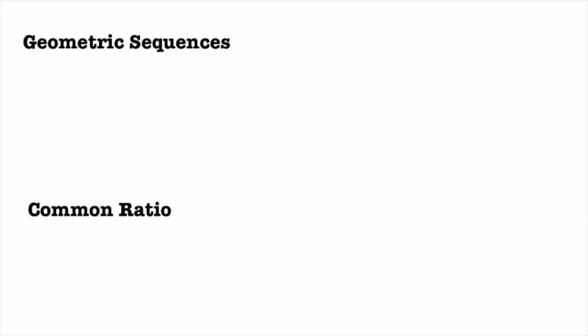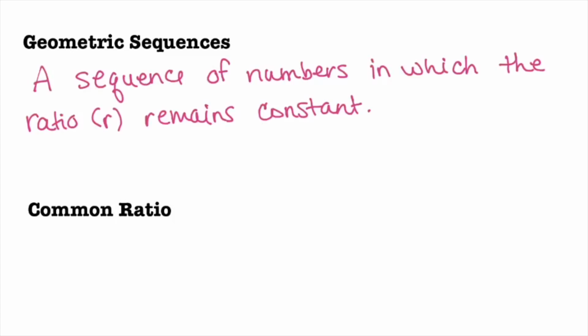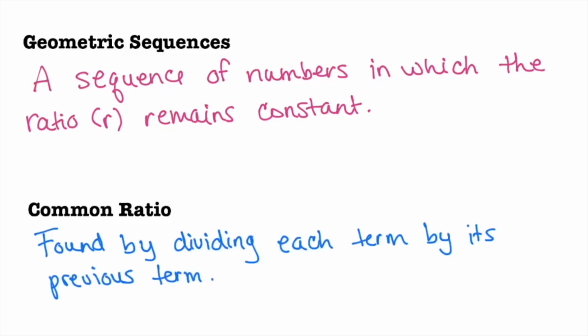Okay, so in this video we're going to talk about geometric sequences, and within geometric sequences there's something called the common ratio. Geometric sequences are a sequence of numbers in which the ratio r remains constant. And how you find that common ratio is you divide each term by the previous term.